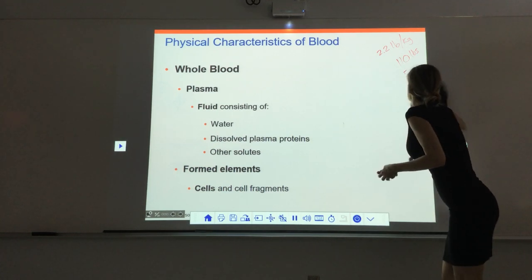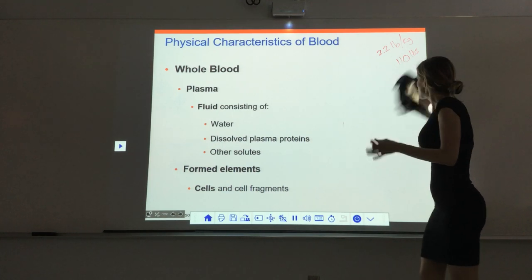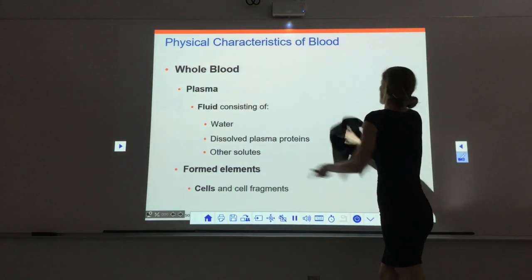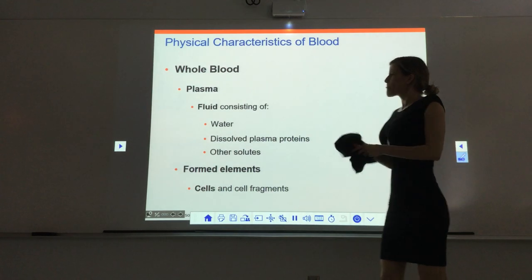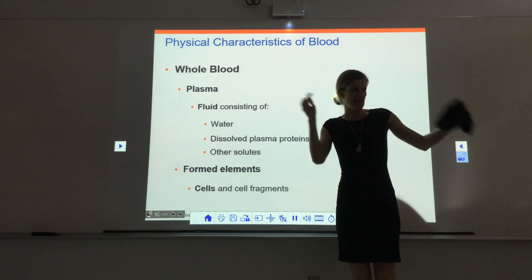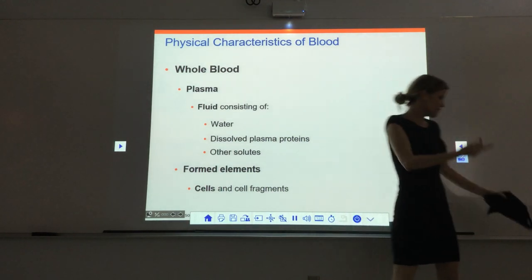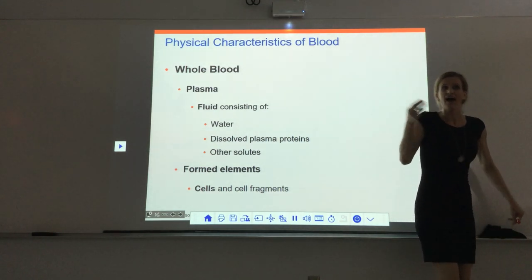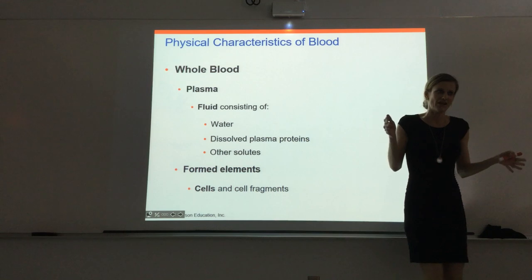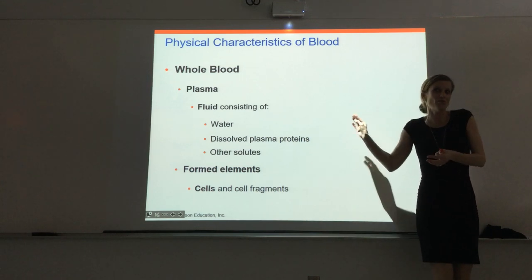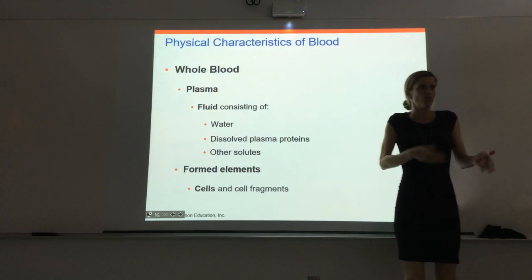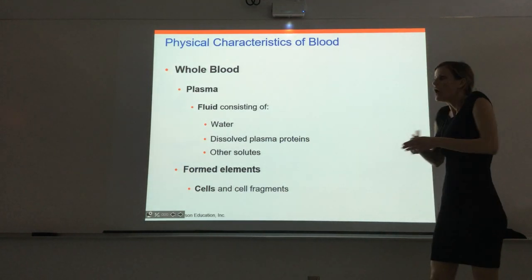When we talk about whole blood, we categorize it or break it up into plasma and then formed elements. And your blood is about half and half. I'm not going to make you memorize the exact percentages, but it's approximately half plasma, half formed elements. In reality, there should be a little bit more plasma than formed elements, but it's approximately half and half.